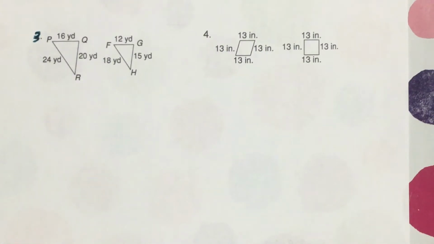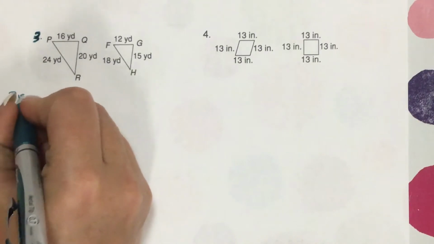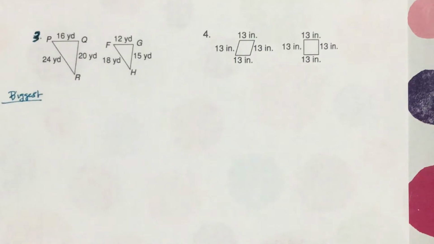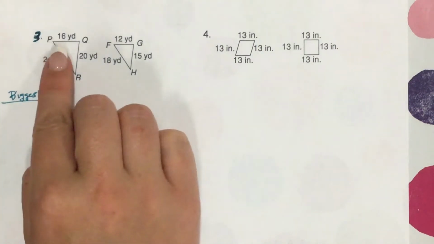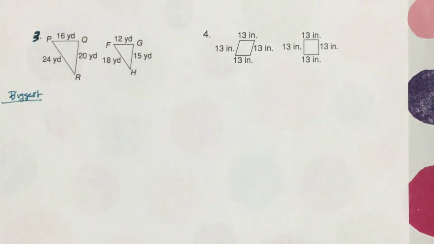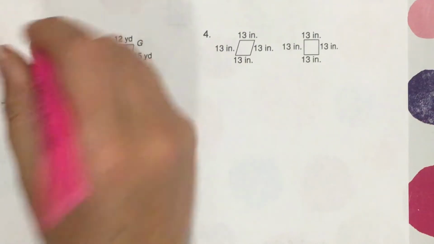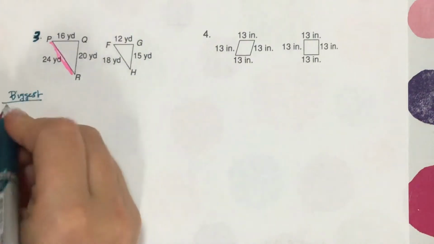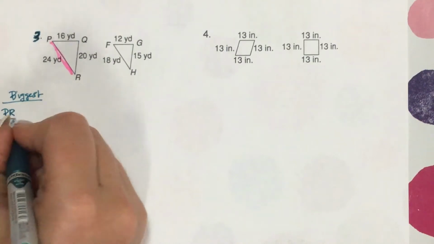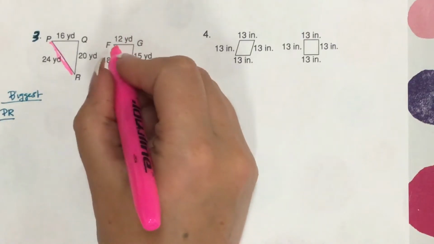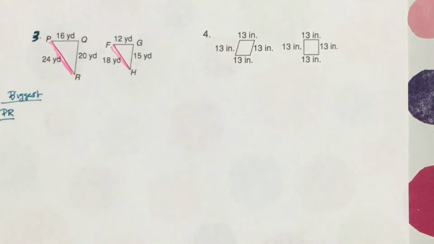Let's see here. Let's start with the biggest side. I'm going to start with this triangle and go to that triangle. So the biggest side, when I'm looking at 16, 20, and 24, would be this one right here, and we're going to call that PR. So it's going to be PR over the biggest side over here, which out of 12, 15, 18, would be FH.